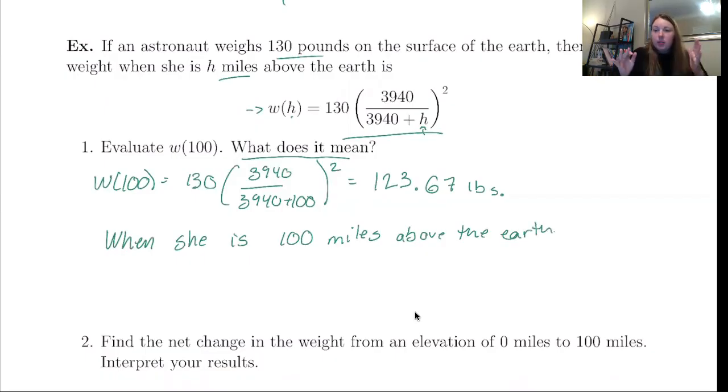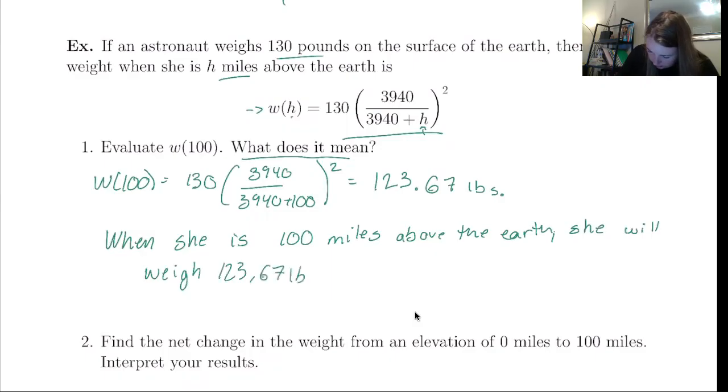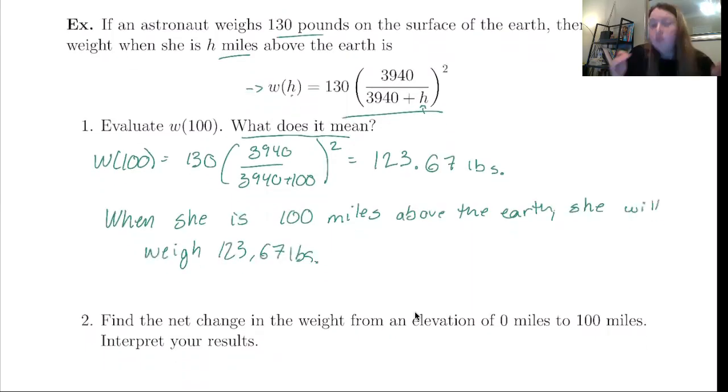So I'm stating what my input is, along with the context of the problem, and then I'm just going to state the output. She will weigh 123.67 pounds. Okay, and that's it. That's all you need to say. State your input in terms of the problem, then state the output in terms of the problem.